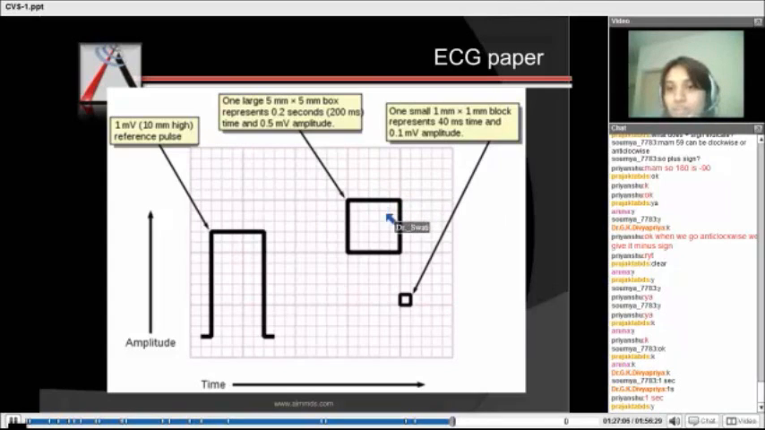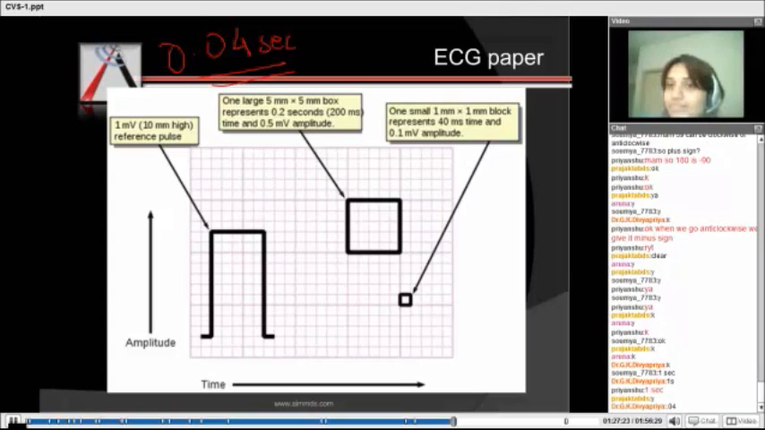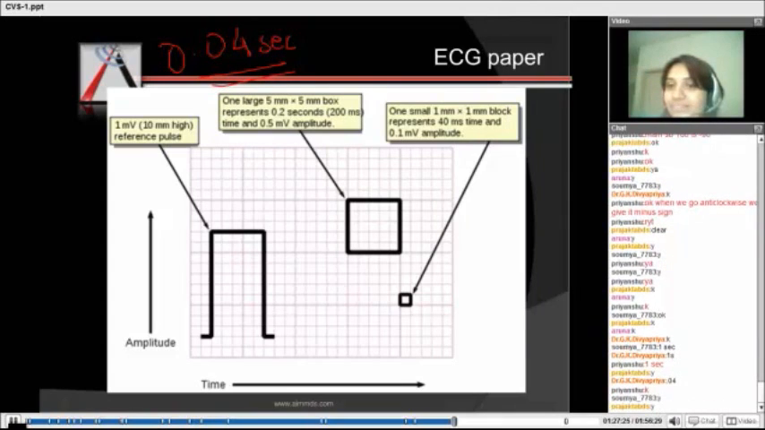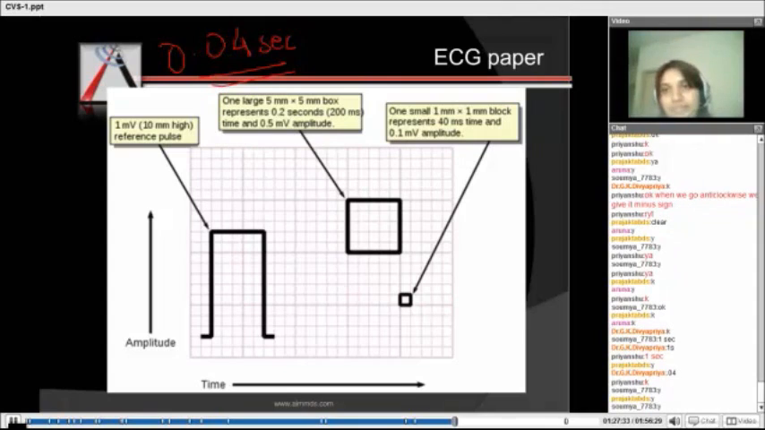Now let's divide this 0.2 into the smaller blocks. These smaller blocks would be 0.2 divided by 5. That indicates 40 milliseconds, also written as 0.04 seconds. Am I right? Okay? That makes it clear. These measurements are very, very important. Okay? Now let's see the amplitude.